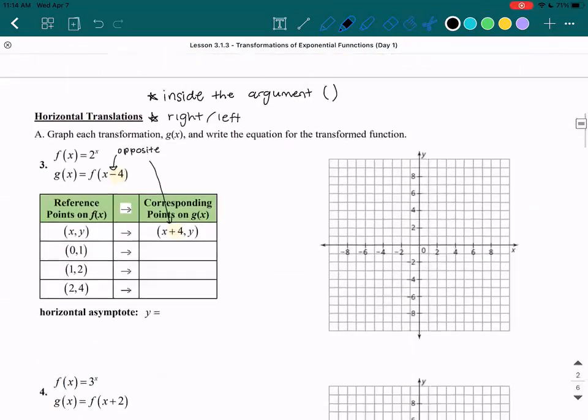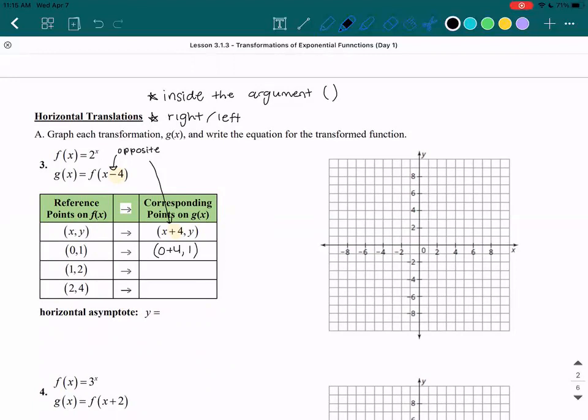Okay, so now let's continue. So let's change our points. So 0, 1 is an original point on 2 to the power of x. Remember, 2 to the power of x originally looks like that, something like that. So 0, 1 is on the original equation f of x, and we're going to change it by doing 0 plus 4, comma 1. So in this case, our y is not changing.